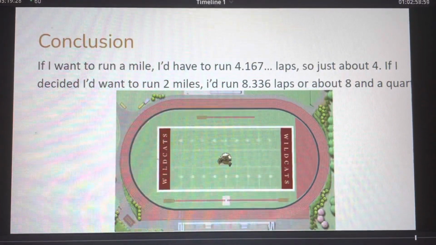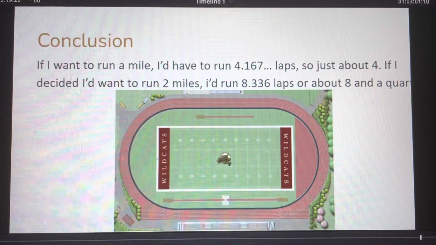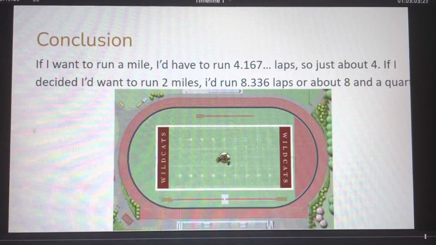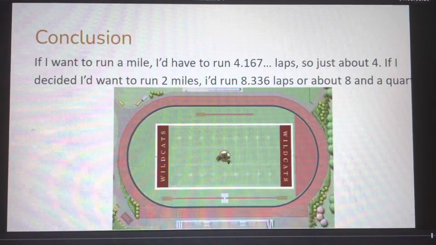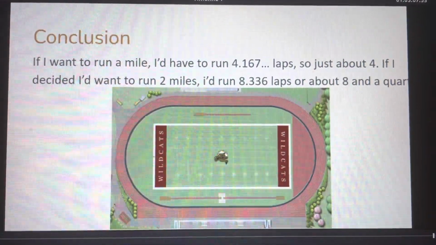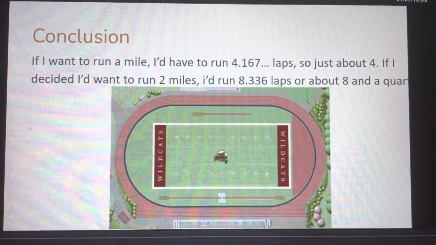So, conclusion: if I would like to run a mile, I have to run about 4.167 laps, so just about 4 laps. And let's say I decided to run 2 miles, I'd run about 8.336 laps, or about 8 1/4.